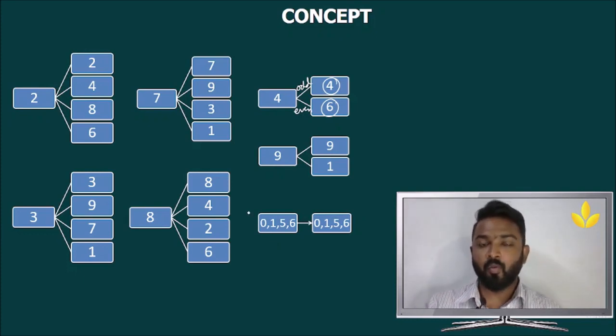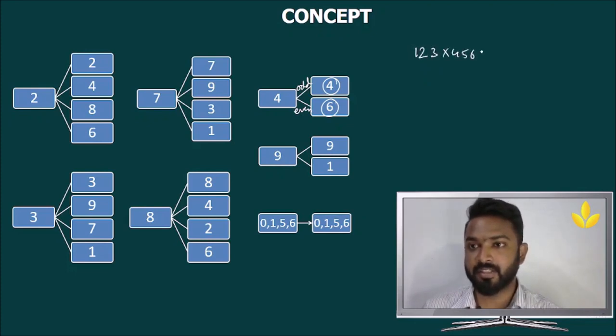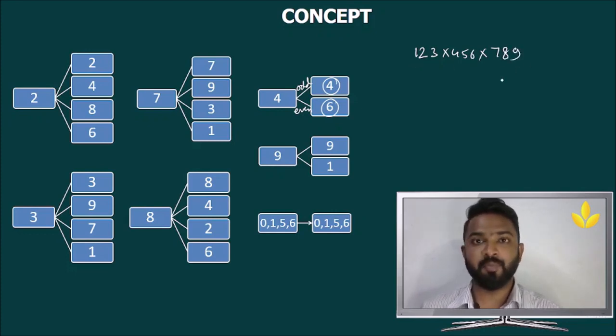Alright. Now when it comes to units places, generally speaking, without the power cycles, it goes like this. Suppose I'll give you a very simple example. 123 into 456 into 789. What is the units place of this product?